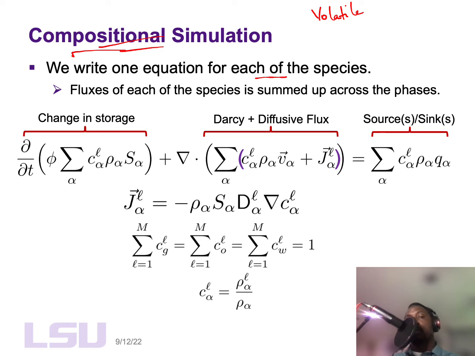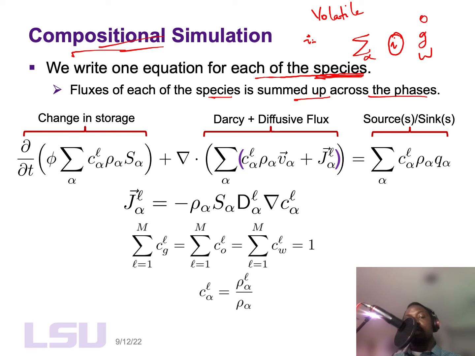And then, like I mentioned before, you'll be writing the equation, one equation for each component. The components are referred to as the species. The fluxes of each of the species is summed up across all of the phases. So while you're writing the equation for each component, say component I, you will need to sum up that component across all of its phases, because that component can be present in the oil phase, it can be present in the gas phase, and sometimes dissolved in the water phase. So you need a summation over all phases.